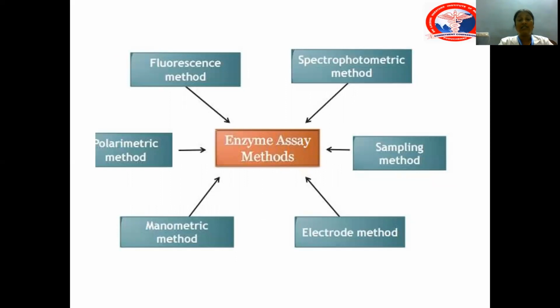So what are the detection methods for enzyme-based assays? Here we can see so many methods. First is the spectrophotometric method. Second is the sampling method. Third is the electrode method. Fourth is the manometric method. Fifth is the polarimetric method. Sixth is the fluorescence method.